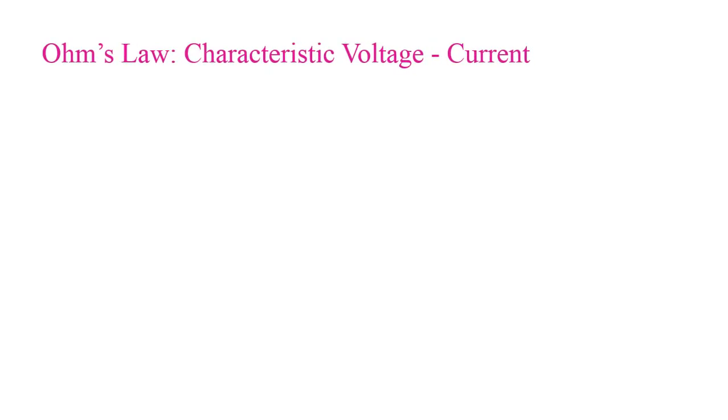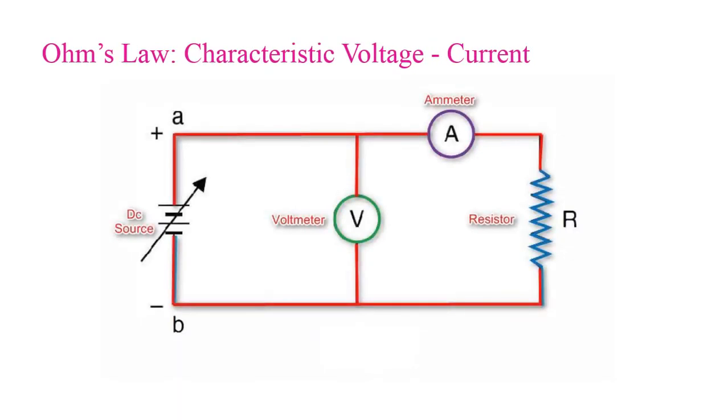Let's see how. To study the characteristic voltage-current of a resistor, we will build the following circuit. In this circuit, we will have a variable DC source. Variable means its voltage can be manipulated. This arrow indicates that it is variable. And of course, in this circuit, we have a resistor, a voltmeter to measure the voltage, and an ammeter to measure the current in order to study the relationship between these two.